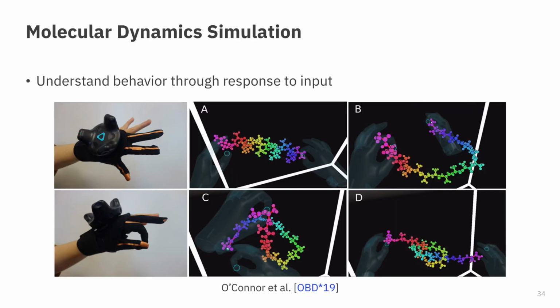However, immersive manipulation allows the user to go beyond simply examining a static model. The idea, which is common in the literature, is to provide the user with a tool to quickly understand the response of molecular systems to a given user input. For example, in the figure here, you can see an illustration from the work of O'Connor and colleagues, where the user creates a knot on a polypeptide chain in a real-time simulation.